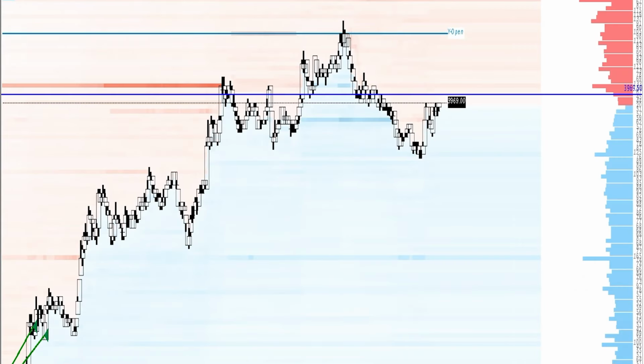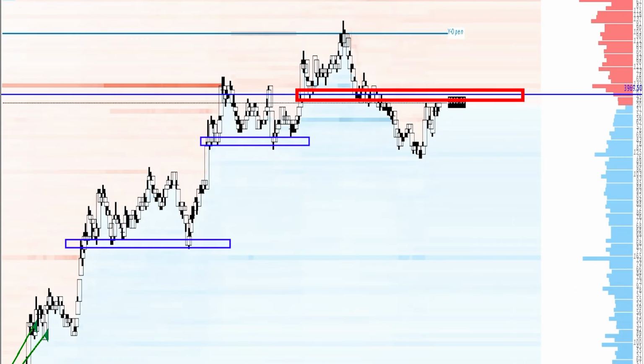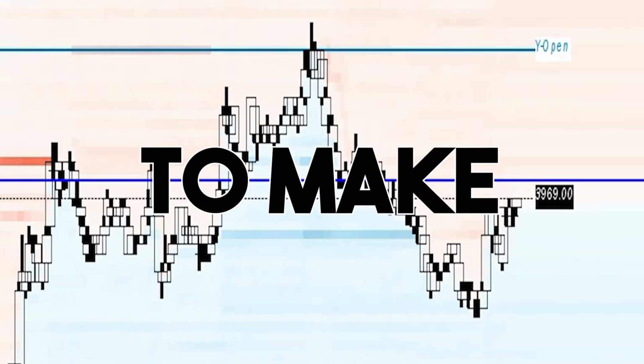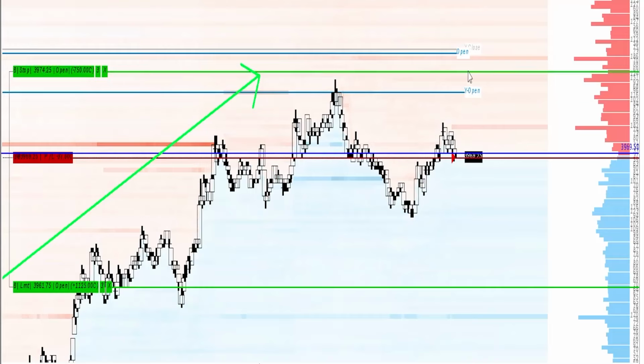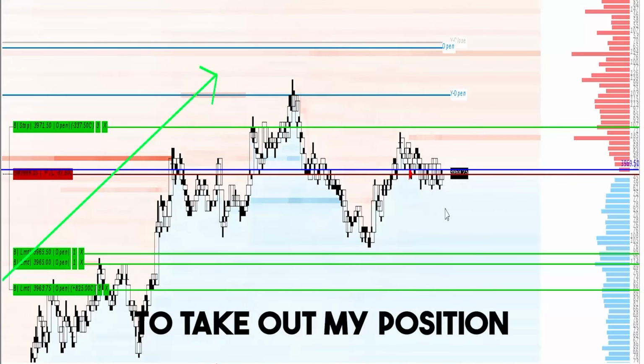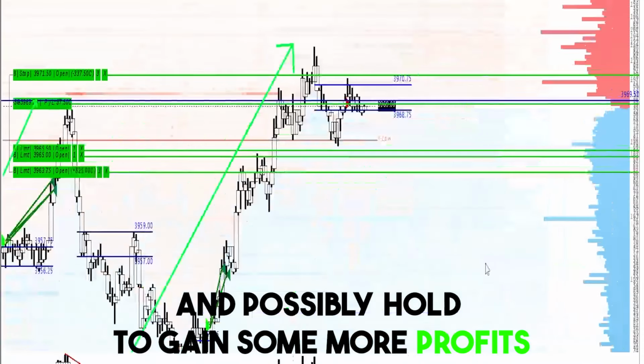Here, the market is buying up multiple times, which is creating lows. And finally, we see it get below and test this area. This is where you should be selling if you're trying to make quick profits. Targeting the lows as we're selling to take out my position and possibly hold to gain some more profits.